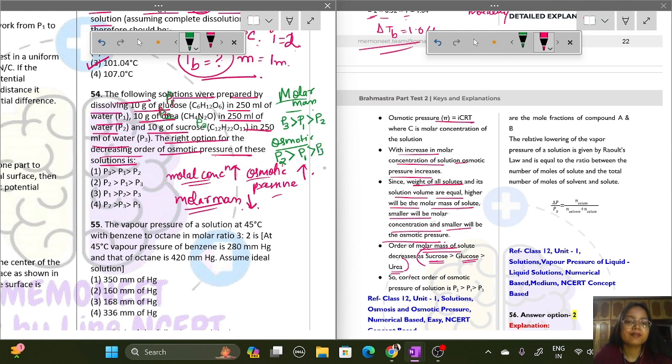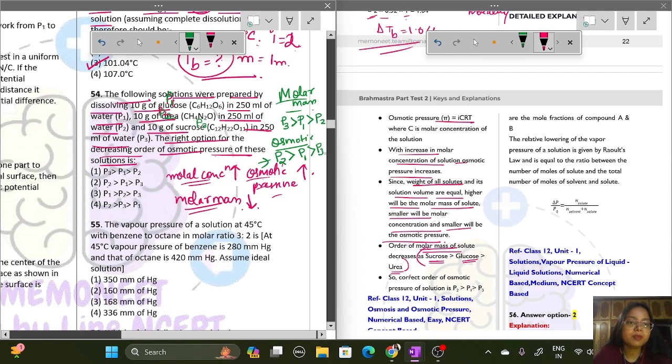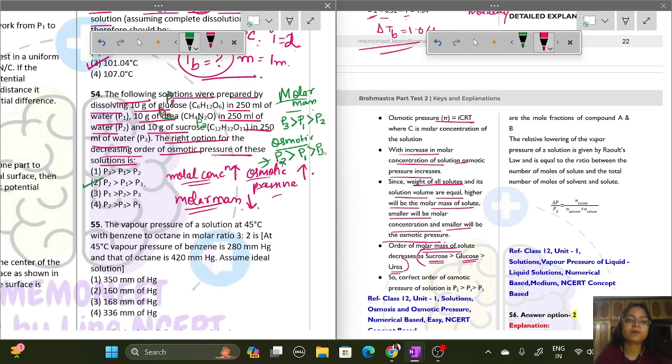So this will be the correct order of osmotic pressure: P2, P1 and P3. Option number 2 will be the correct option. Got it?